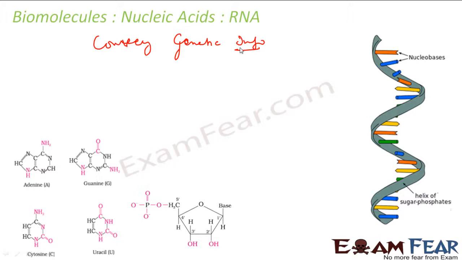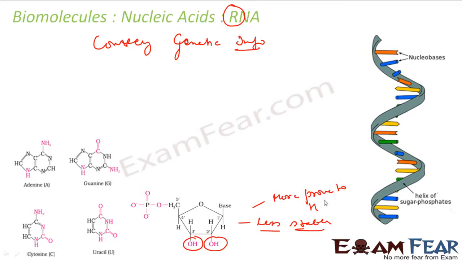So this DNA, as we have seen, contains deoxyribose. Here RNA contains only ribose. If you see, there are two OH groups. In deoxyribose, one OH was missing. This was H there, right? Since there are two OH groups, this makes RNA a little less stable. We saw that DNA was very stable. They had a double stranded structure. This has a single stranded structure, and they are less stable. Because of the two OH, they are more prone to hydrolysis.